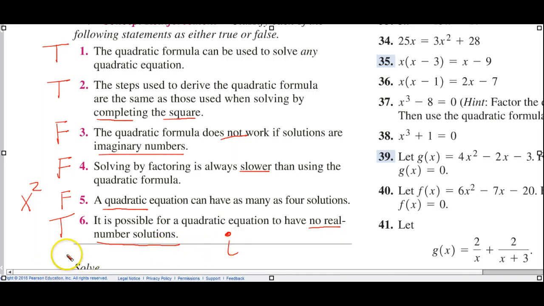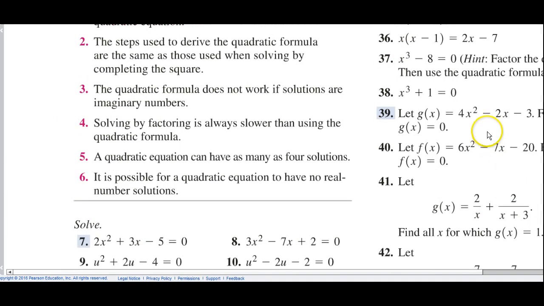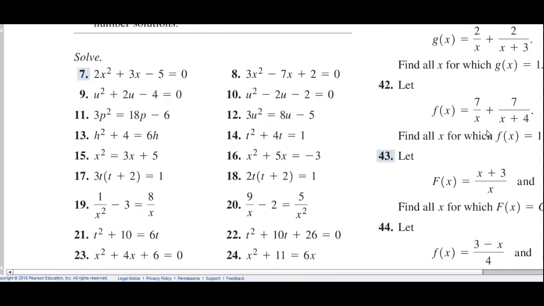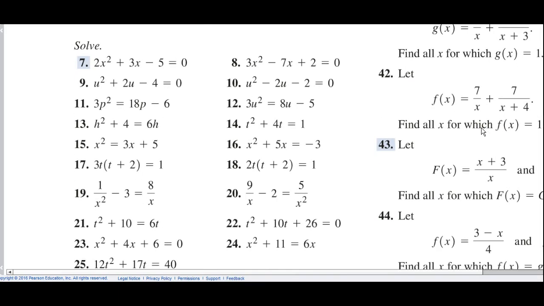Alright, now what we're going to do is, if we have time, we're going to go on and give you just one classwork example to work on. Let's do number 7 and 9 as just a classwork example.